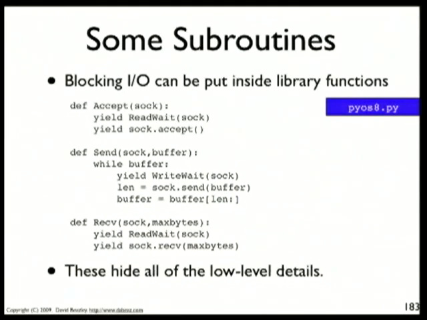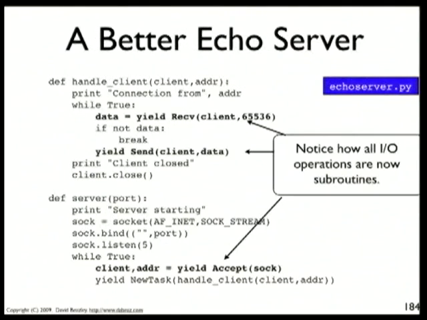One of the things that you can do with that, and this is actually the cool part, is that you can start writing library functions that hide all of the low-level details of things. Like you can write an accept operation that does the waiting and the accept. You can do sends where you repeatedly send things out of a buffer. You can do receive operations. Essentially, you can start writing code with library calls that mimic exactly what you would do with a normal subroutine.